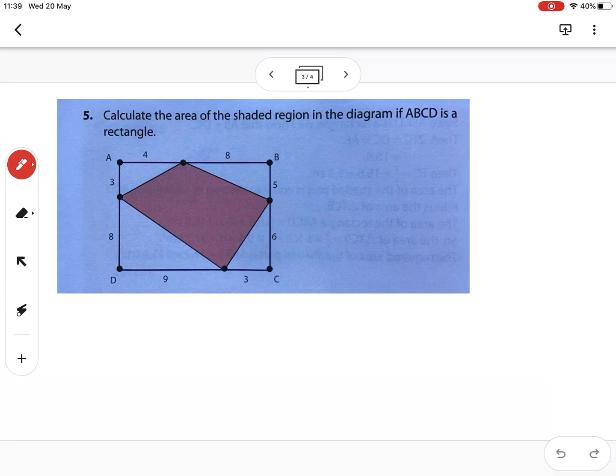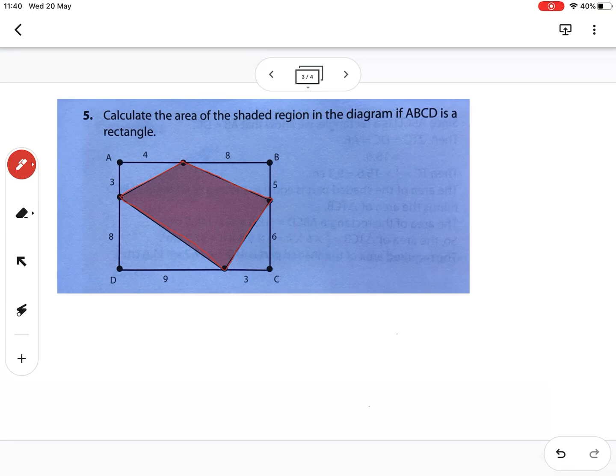Okay, to work this one out, they ask you to calculate the pink area here. But this area is not a square or a rectangle. So length times width is not going to apply here. We can't use that to work out its area. This is an irregular quadrilateral, so I'm going to have to use a different way to work out its area.